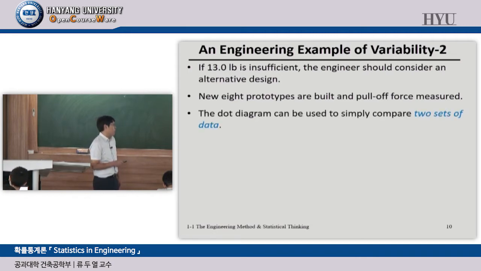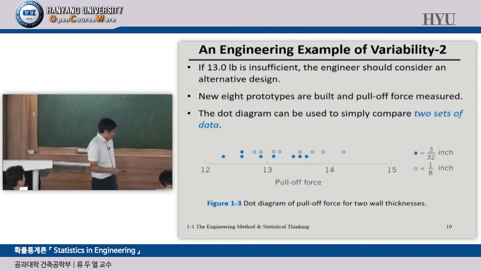And the dot diagram can be used to simply compare two sets of data. This is a typical example of the dot diagram of the pull-off force for two wall thicknesses. The blue dots indicate the nylon connector with the wall thickness of 3/32 inches, and the circles indicate the new nylon connector with the wall thickness of 1/8 inches.